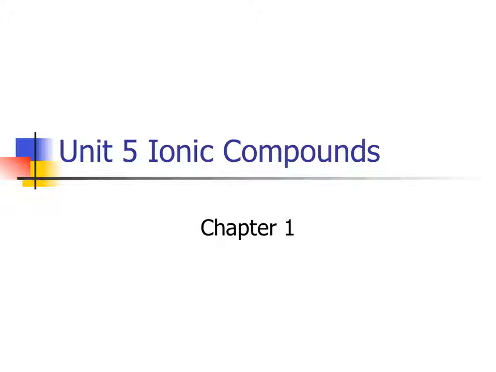Unit 5, Ionic Compounds. Chapter 1 has us looking at some of how ions bond. Now, last unit, we talked at great length on how covalent compounds bond, with very little on their naming. For ionic compounds, this is almost quite the opposite.